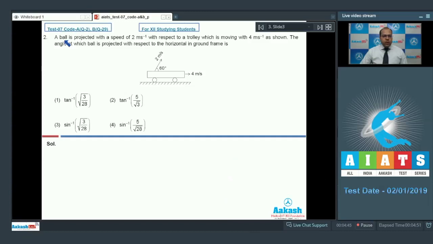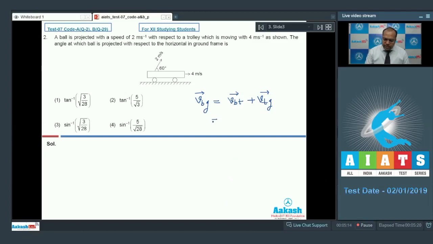In question number 2, a ball is projected with a speed of 2 meter per second with respect to a trolley which is moving with 4 meter per second as shown. The angle at which the ball is projected with respect to horizontal in ground frame is. So we can say that the velocity of ball with respect to ground is equal to velocity of ball with respect to trolley plus velocity of trolley with respect to ground frame.